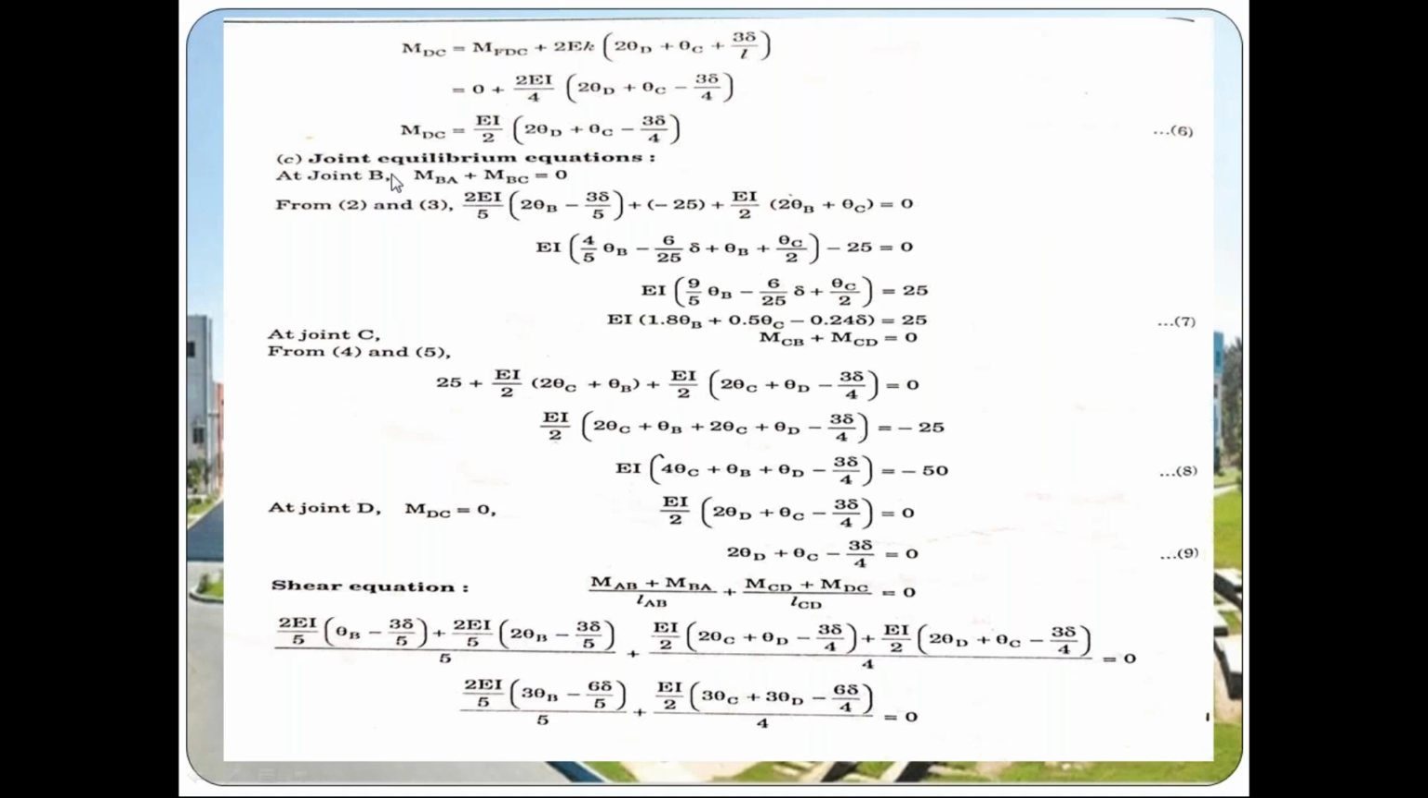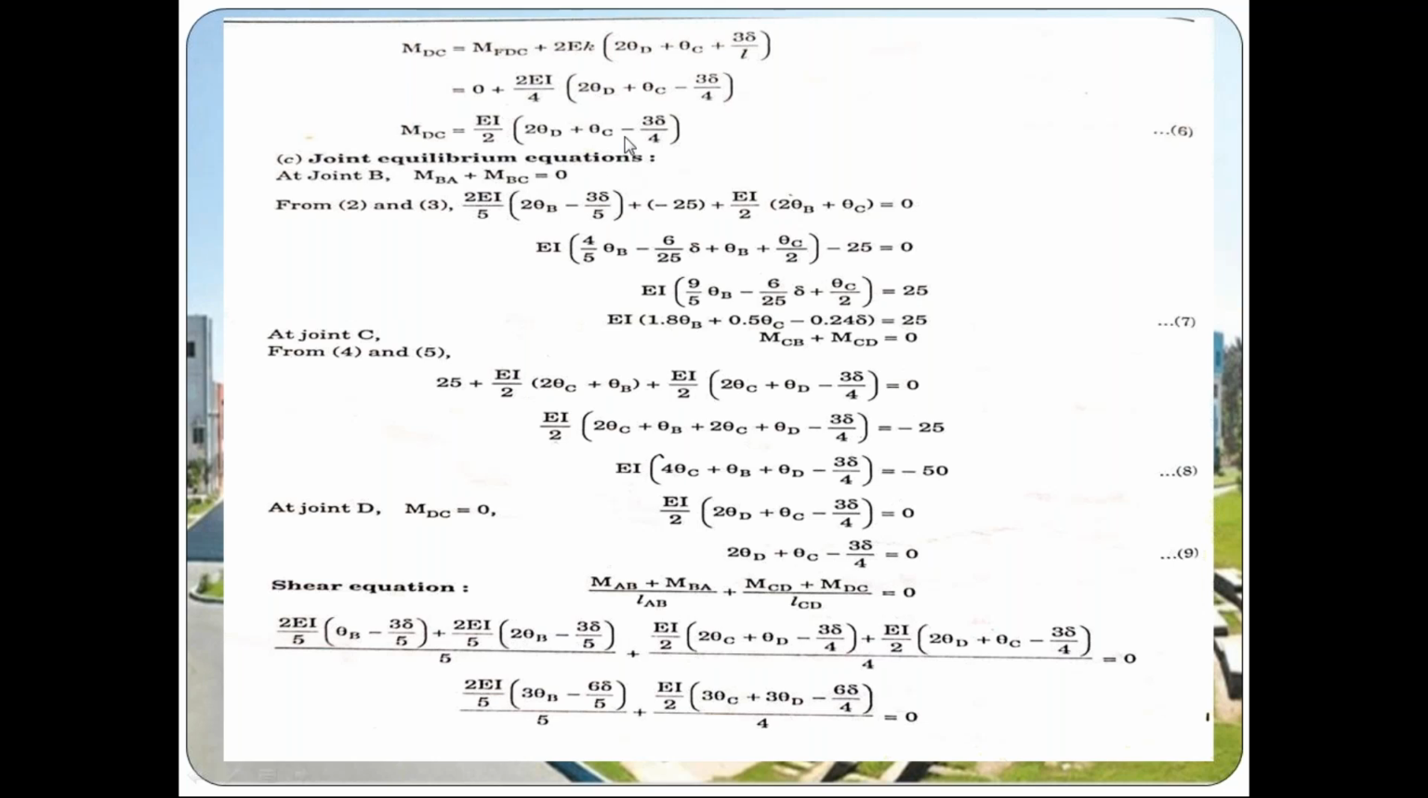So next, the third step is calculation of joint equilibrium equations. In our problem, there are 3 joint equilibrium equations. At joint A, there will not be any joint equilibrium equation, since joint A is fixed, there will be a moment. We have to calculate that moment. Joint B is intermediate, so the joint equilibrium equation at joint B is MBA plus MBC is equal to 0.